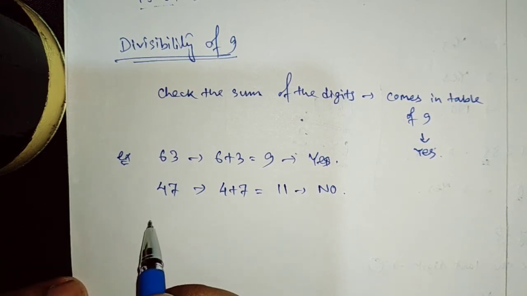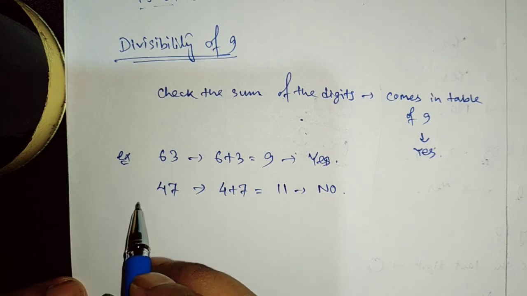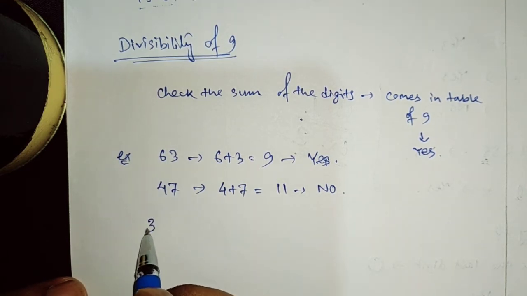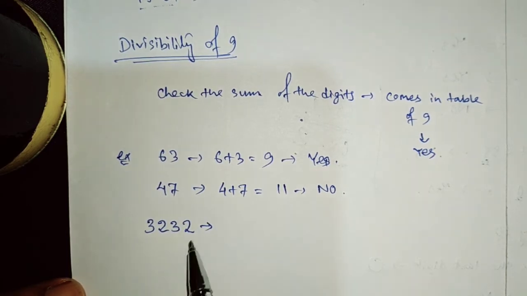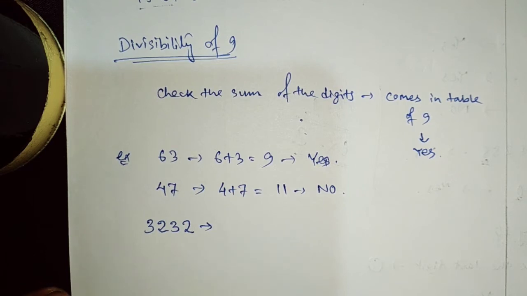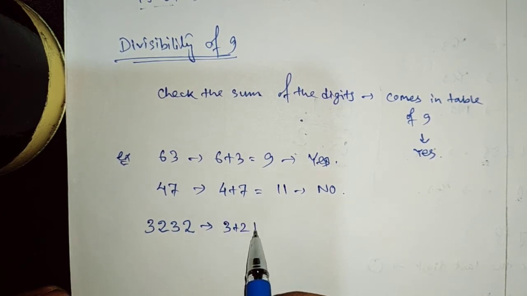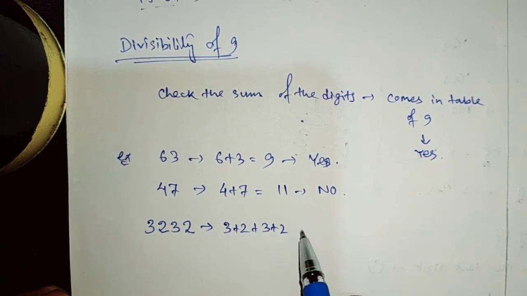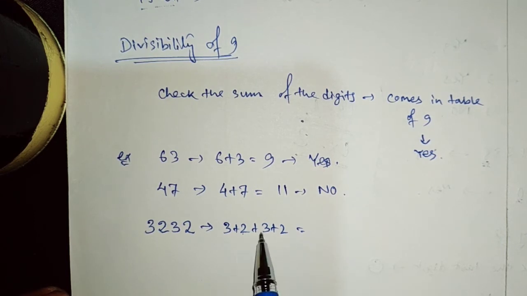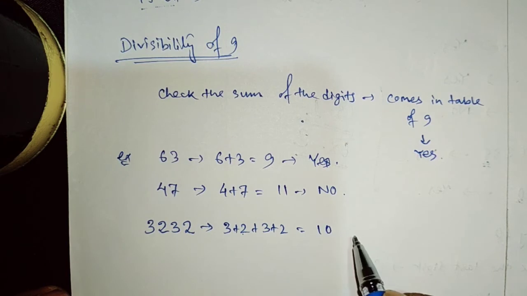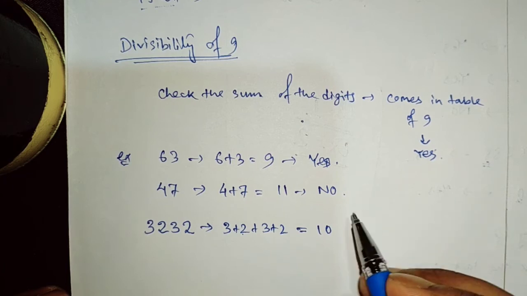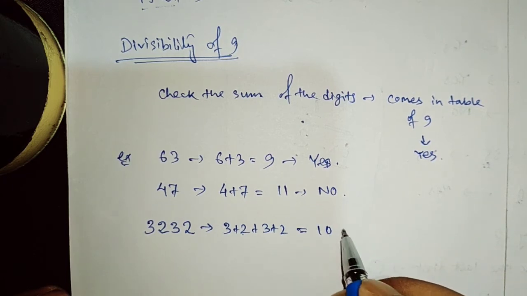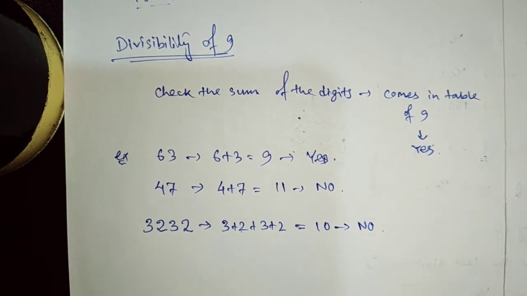Then we'll take another example of a bigger number. Say 3232. Whether this number will be divisible by 9 or not. We just have to simply add the digits. 3 plus 2 plus 3 plus 2. How much is it? 3 plus 2 is 5. 5 plus 3, 8. 8 plus 2, 10. Now after 10 we can simply say that 10 does not come in the table of 9. So the answer is no.